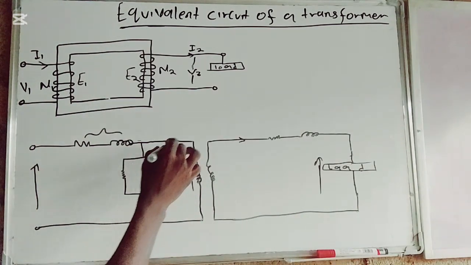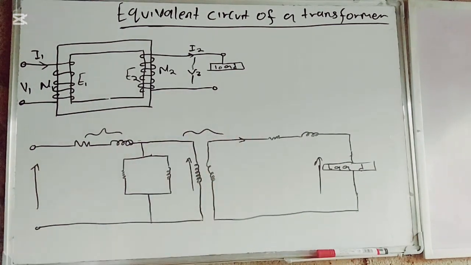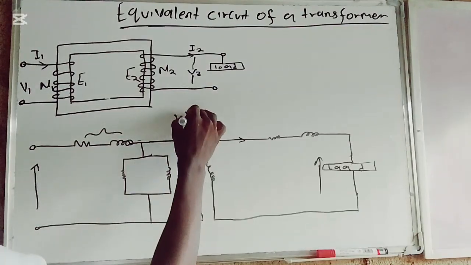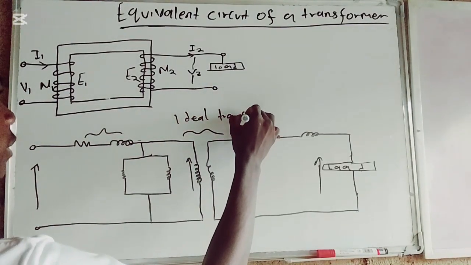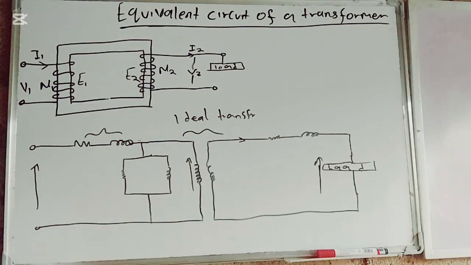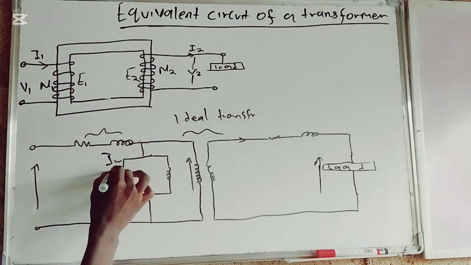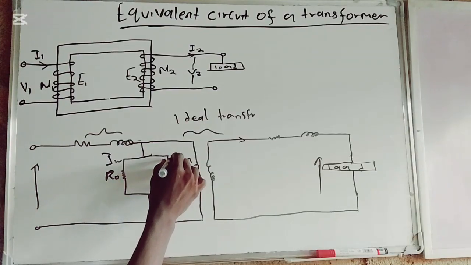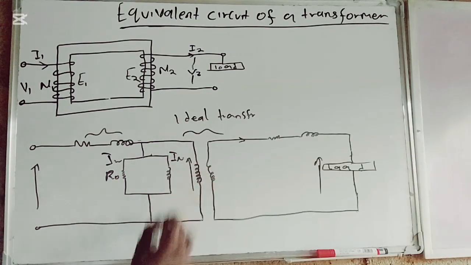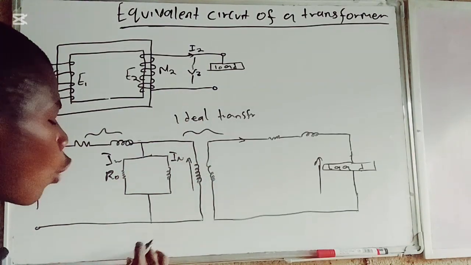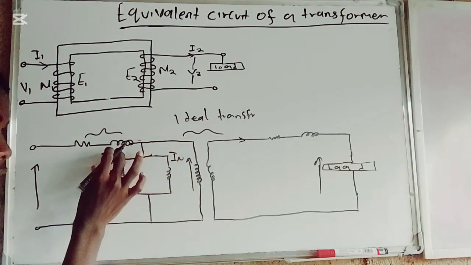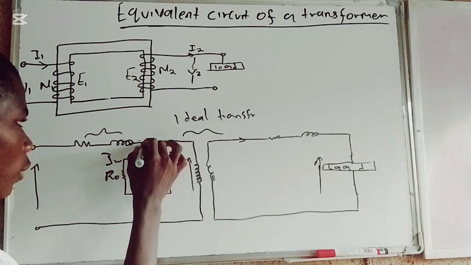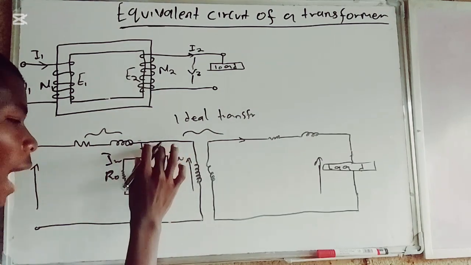So as you can see, this is the ideal transformer, the primary circuit and the secondary circuit of the transformer. Here we have the IW, and therefore we have the R0, and also we have the I mu, or IM, which is the magnetizing current, and this is the working current. We have I naught here.